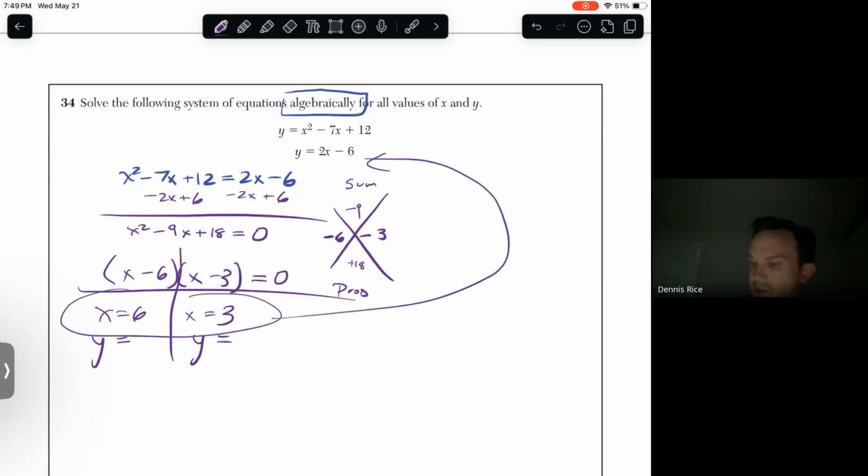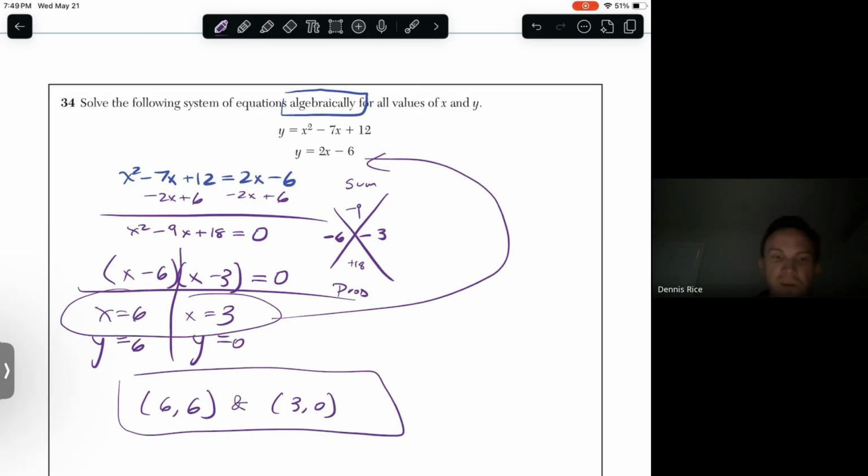So if you do 2 times 6 minus 6, what is that? 12 minus 6, you get 6. And 2 times 3 is 6 minus 6, you get 0. Want to write a little bit neater? 6, 6, and 3, 0. A little ampersand between it. You don't have to write in coordinates. Mine was just cut off, so I rewrote it. Okay, 4 to 4. Pretty easy written question so far, but question 35 takes a little curveball here.